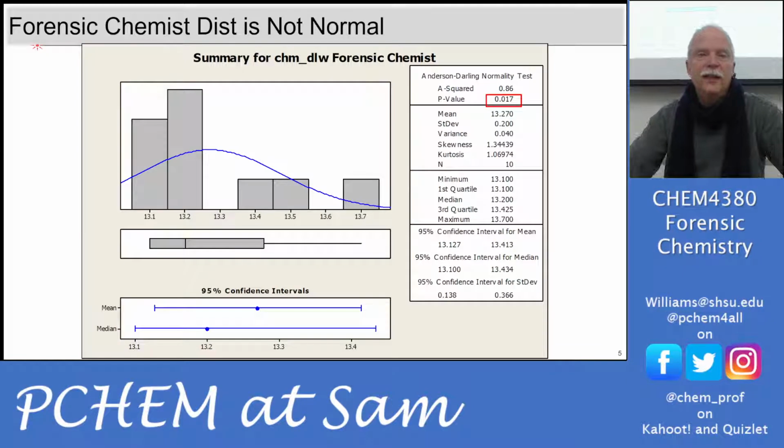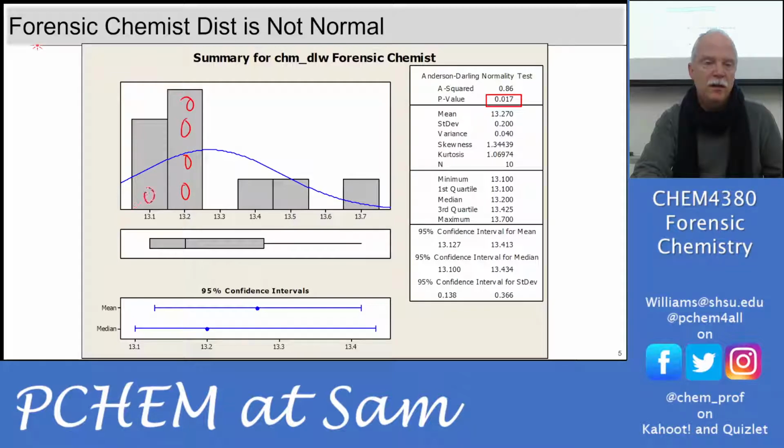So here's the forensic chemist. This distribution is not normal, so that normality test gives a p-value of 0.017. And we can see all of the data points. I think there were 4 data points here.